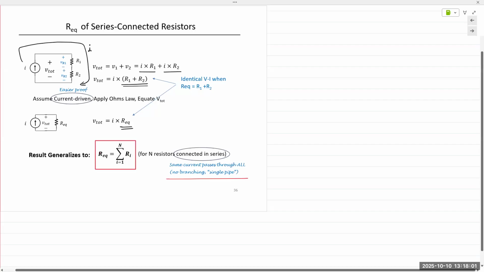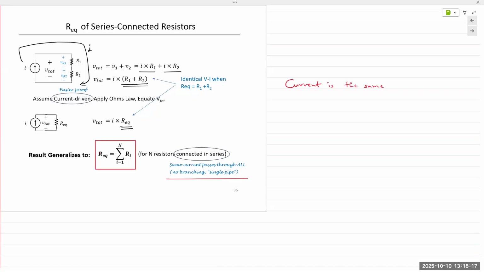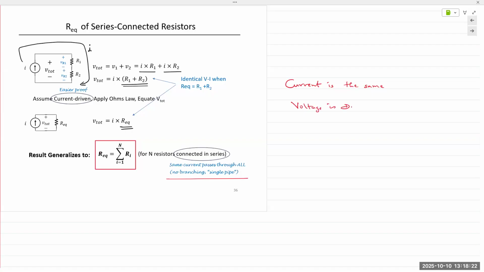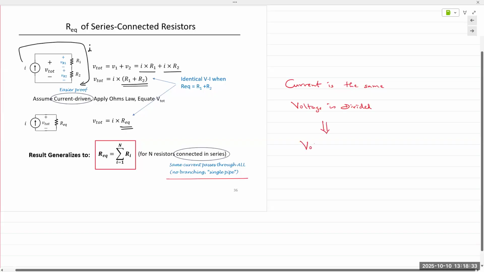One other important point is that in a series circuit, and we have stated this before, but it bears repeating, current is the same, but voltage is divided. And this additional technique that can be used from here, derived based on Ohm's law, is known as voltage division. We won't look at this today, but we'll look at it some other time.